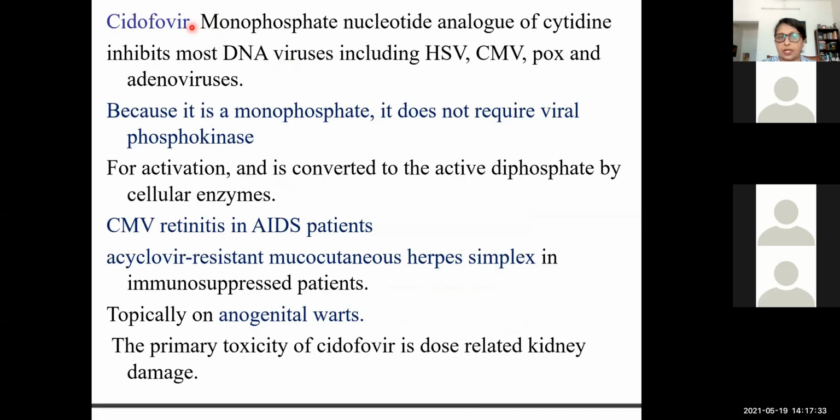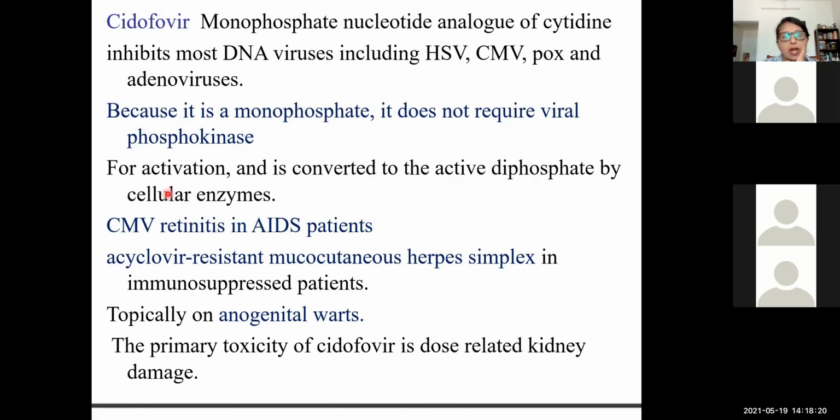Now, another drug for CMV as well as other HSV, pox and adenoviruses is called cidofovir. One difference is that it is a monophosphate nucleotide analog of cytidine. Because it is a monophosphate, it does not require any viral phosphokinase. We have seen in the beginning that viral thymidine kinase converts acyclovir to acyclovir monophosphate. But cidofovir is already a monophosphate, so it does not require viral phosphokinase. In our host cells, kinases convert it into the diphosphate. This is also effective in CMV retinitis.